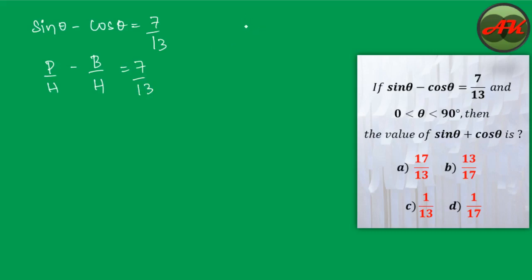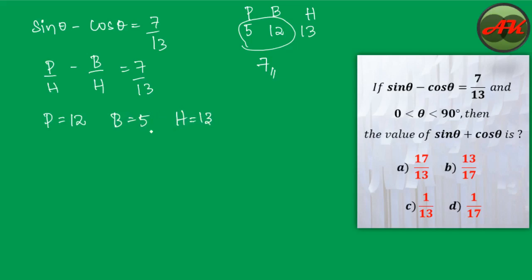So in triplets we have learned 5, 12 and 13 are the triplets. So we have learned that here base and hypotenuse. We can change this perpendicular and base accordingly in the question asked. So now here by subtracting 12 minus 5 we get 7 here. So we can conclude that perpendicular is 12, base is 5 and hypotenuse is 13 here.